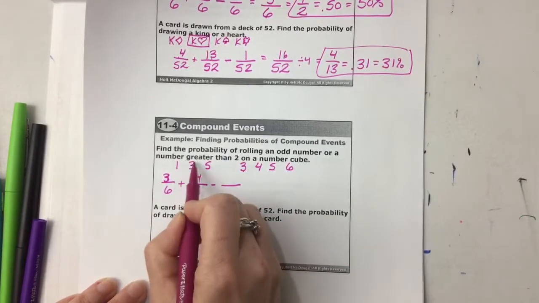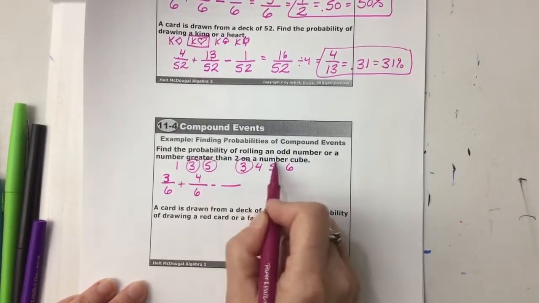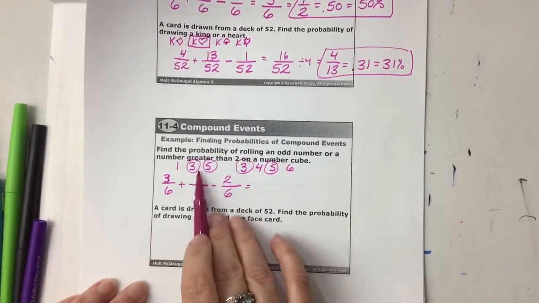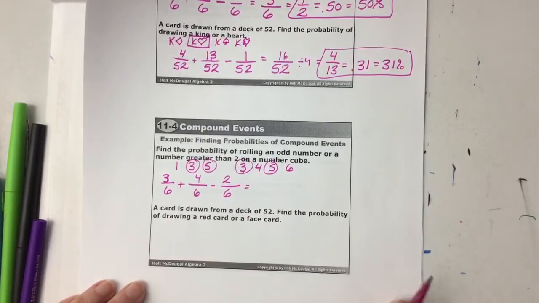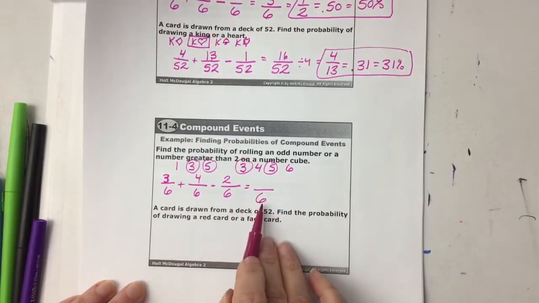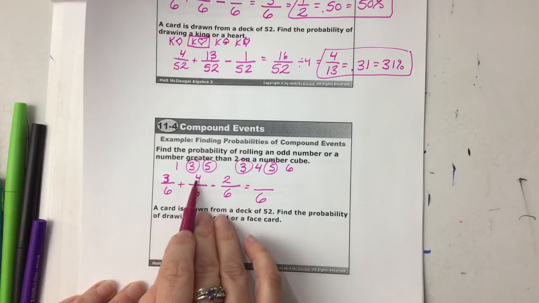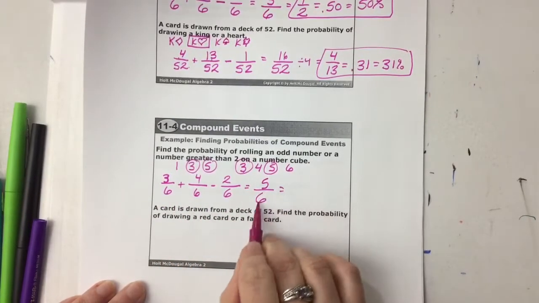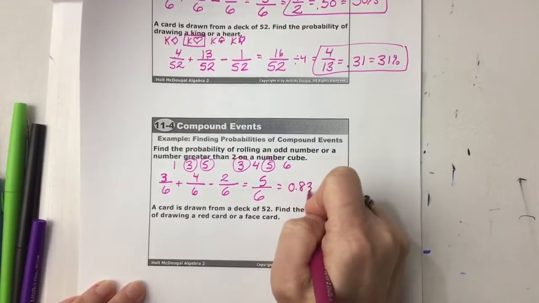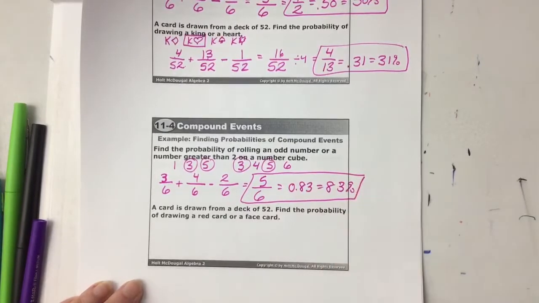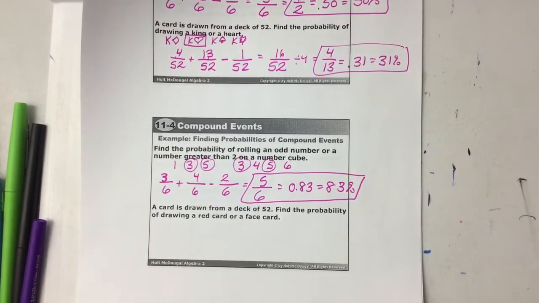Minus, we have some overlaps, the 3 and the 5. So this time I have to minus 2 out of 6 because there were 2 values that were in the overlap portion. Your common denominator stays, so the 6 carries all the way down. 3 plus 4 is 7. 7 minus 2 is 5. 5 divided by 6 is 0.83, so there is an 83% chance that when you roll a number cube, you will either get an odd number or a value that is greater than 2.